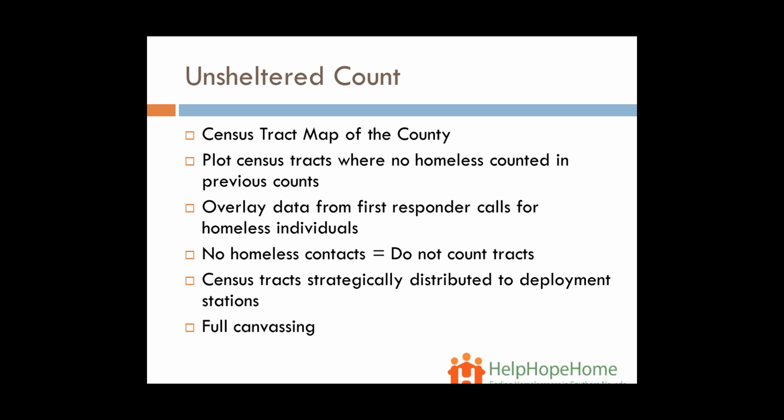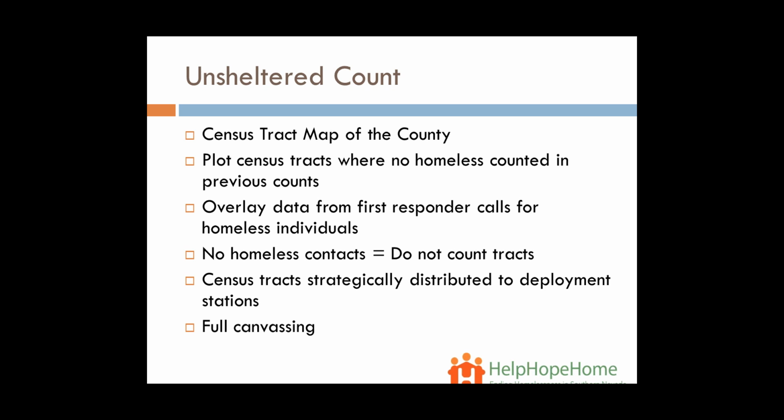And then, starting last year, we started doing an overlay with data from our first responders. Our first responders are now identifying when they get a call on someone who is homeless, and that data is then overlaid on our map to identify if there's been any calls on a homeless person in a particular census tract. So if there are no homeless contacts in previous census and no first responder calls, that tract does not get counted. So we gray out that tract from the tracts that we will be counting as we move forward with our point in time.